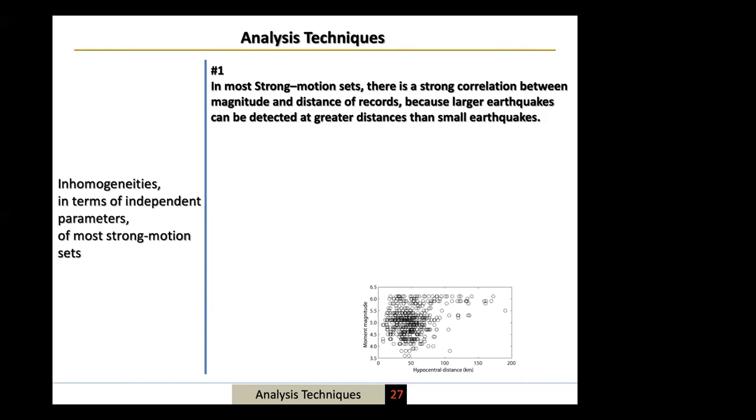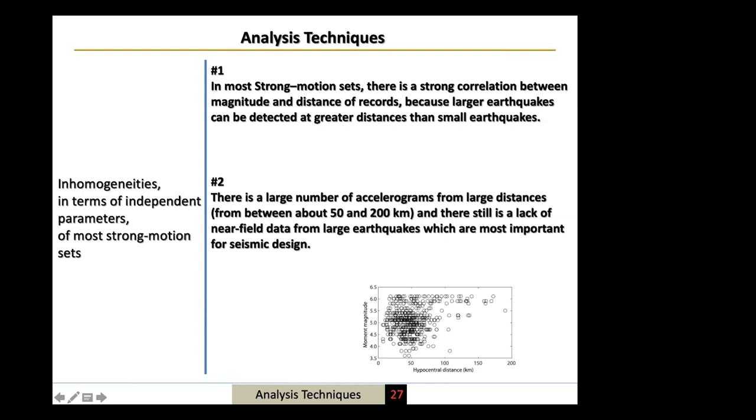And you see that at large distances, you only have large earthquakes, right? For example, at 150 kilometers, you don't have any earthquake with magnitude less than 5. And all the distant records are related to large earthquakes. So it makes distance and magnitude, as independent parameters, correlated to each other.